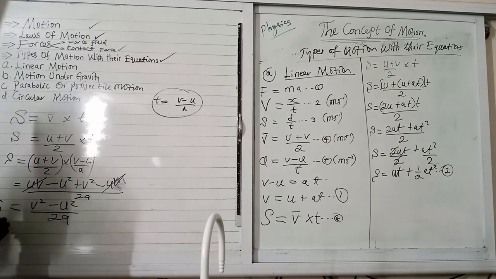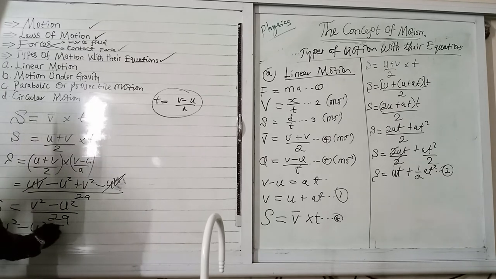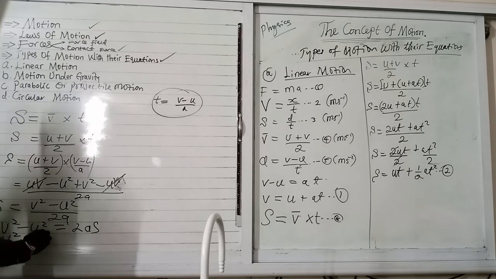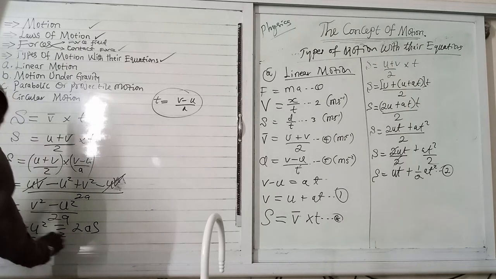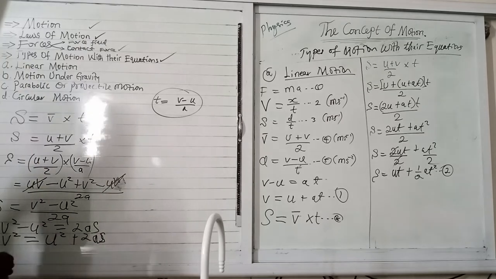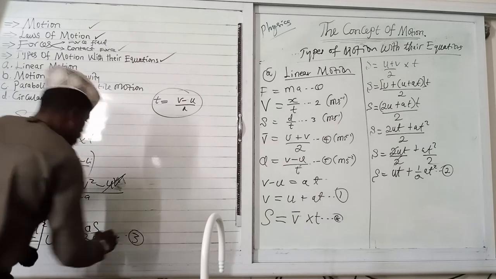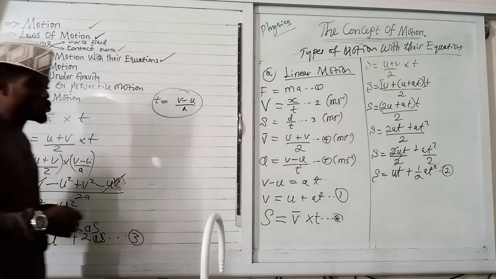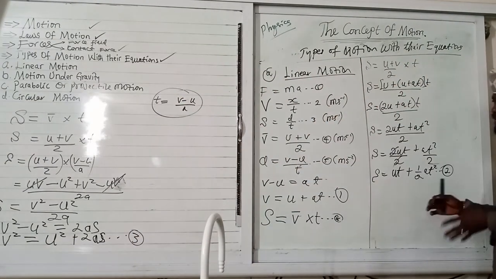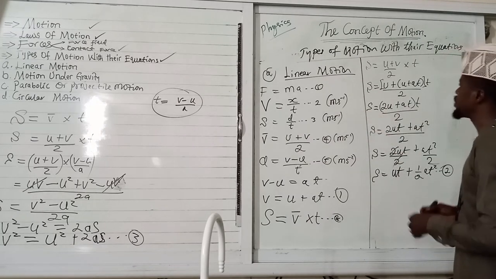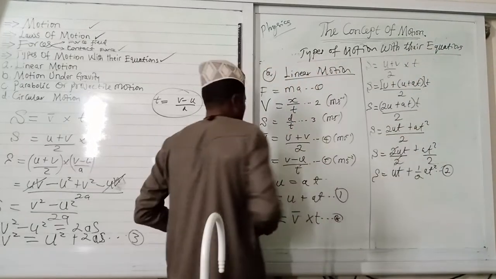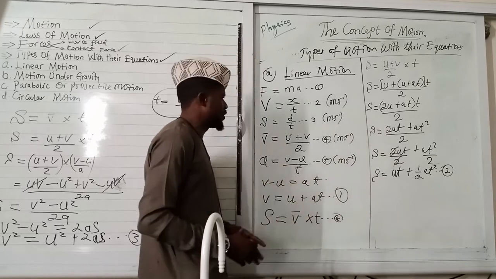You cross multiply, you have your V square minus U square is equal to what? 2AS. So that your V square is equal to what? U square plus 2AS. U square plus 2AS. And this is called the third equation of the uniformly accelerated motion. So for linear motion, for a body moving linearly, these are the equations that you will encounter. The last thing I want us to look at here quickly is some rules governing linear motion.